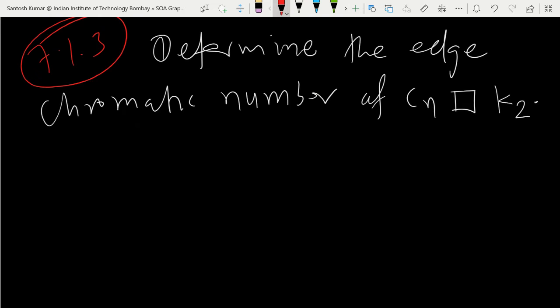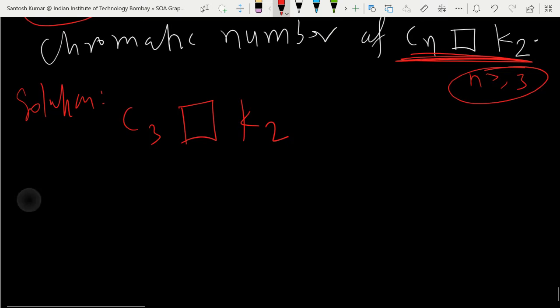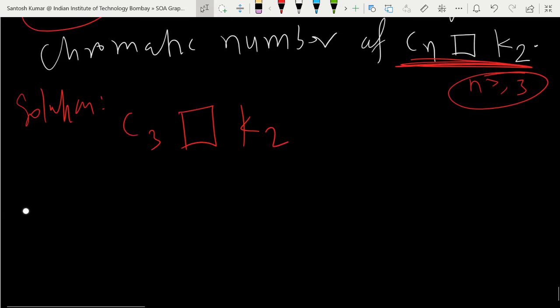So before solving, you can do some experiments. Suppose you don't know the answer, so you may want to guess, okay, is it in terms of n or something. So you may try cycles, which start when n is more than or equal to 3. Okay, so you will start with 3. So first you may try, okay, what is the result for Cn Cartesian product with K2, or C3 Cartesian product with K2.